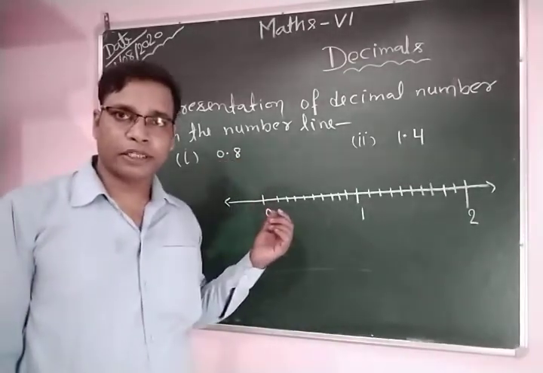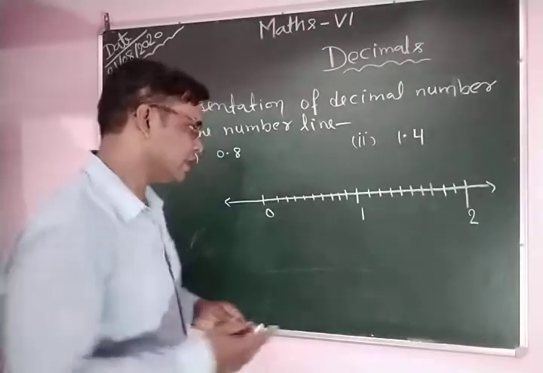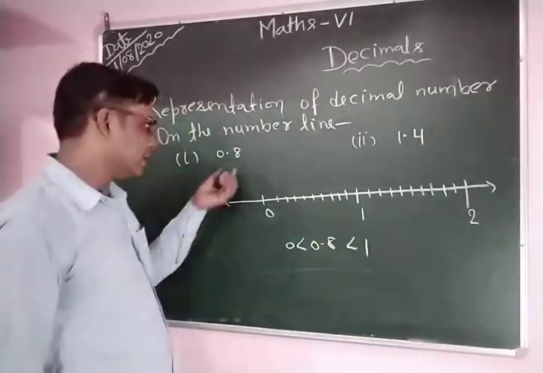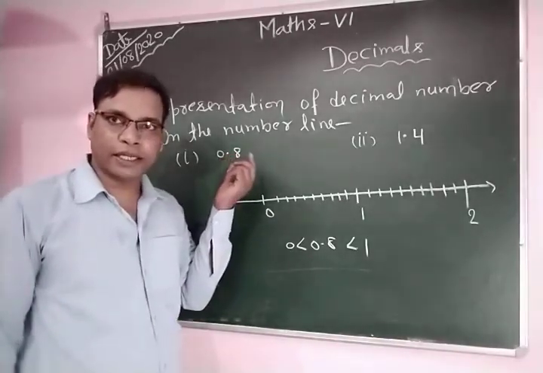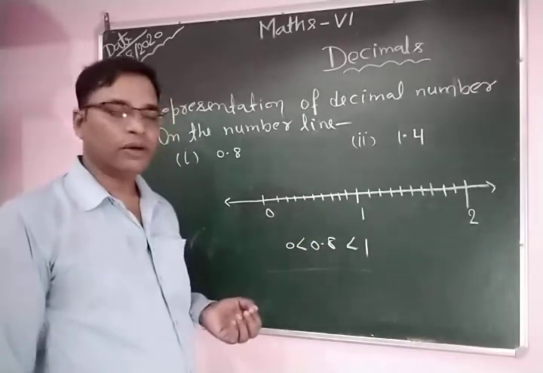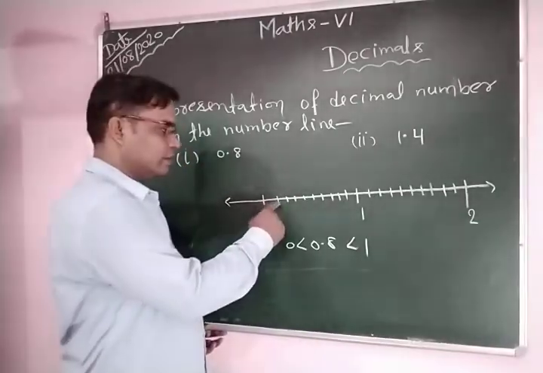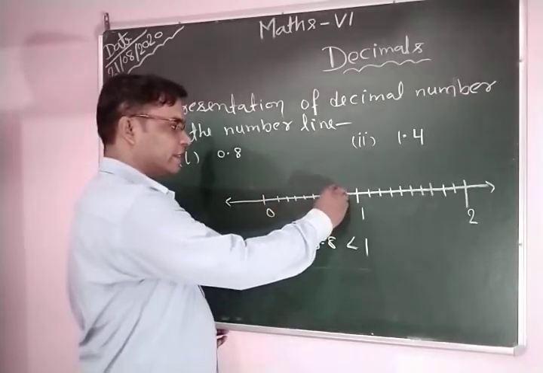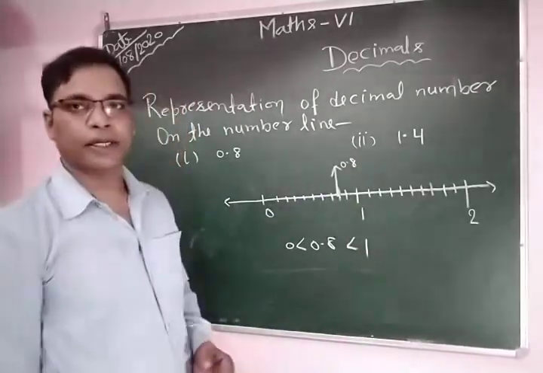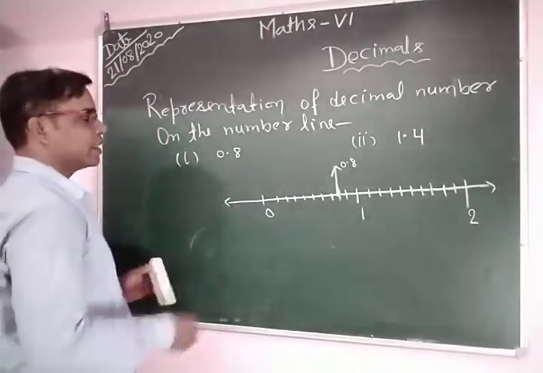What is the place of 8? The place of 8 is tenths. 0.8 is greater than 0 but less than 1. So we divide the unit from 0 to 1 into 10 equal parts, and we take 8 parts. We count here 1, 2, 3, 4, 5, 6, 7, 8. This is the 8th part, and this represents 0.8. Clear? This represents 0.8.